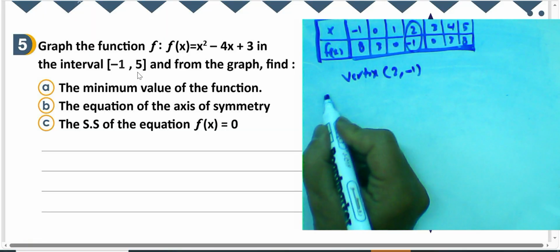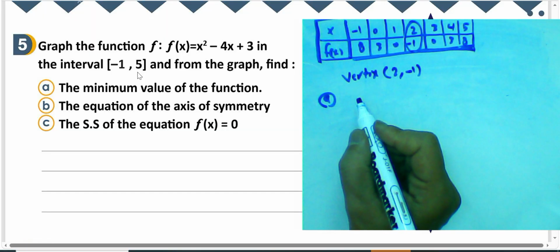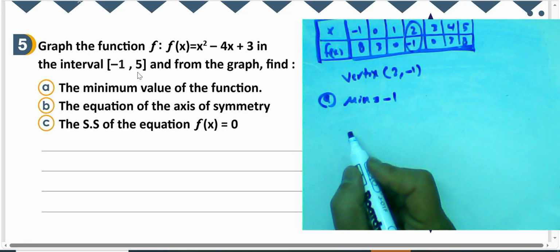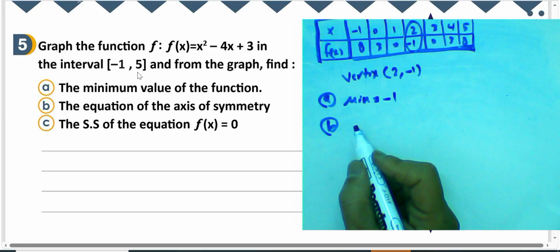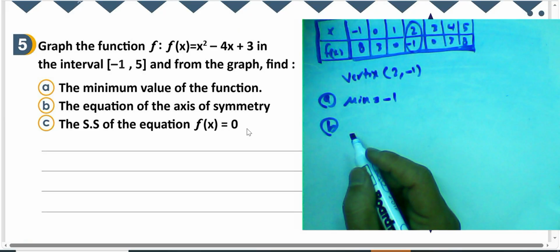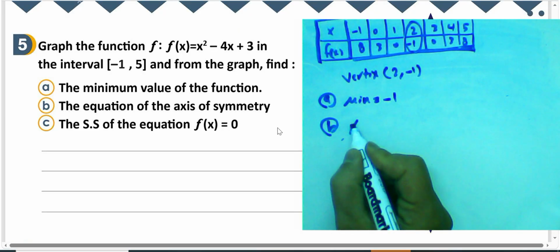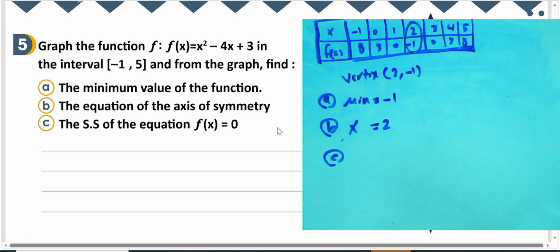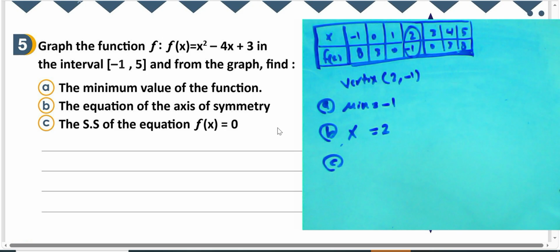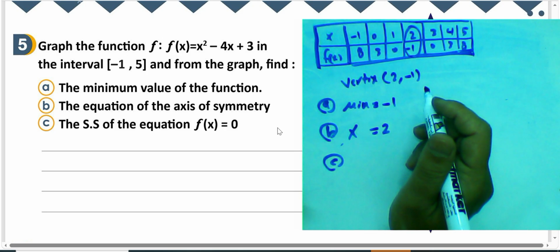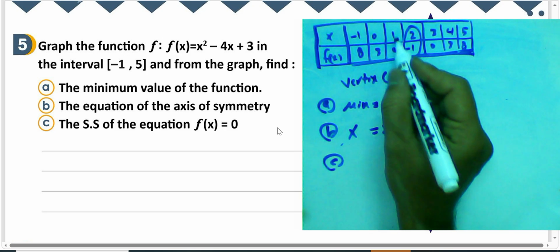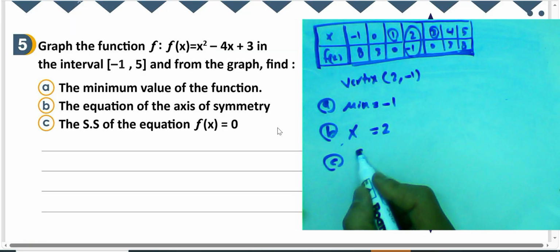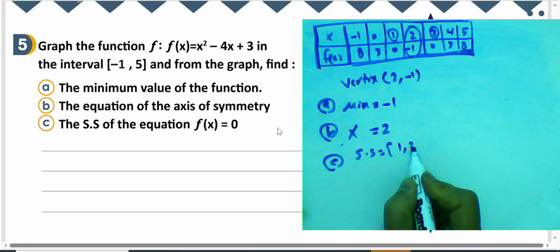Okay, then the solution about the minimum value equals negative 1. The minimum will be negative 1. And letter b, the equation of the axis of symmetry. Write x equal to 2. Letter c, the solution set of the equation. You can find the result from the table by drawing, where we have 1 and 0 and 3 and 0. So the solution will be 1 and 3. You can find the answer here.